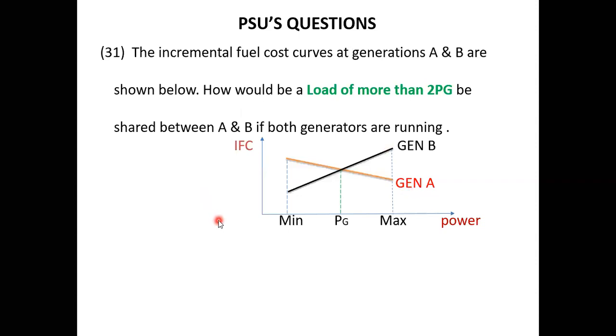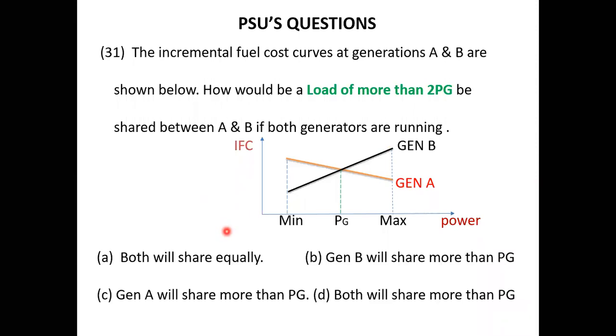So this is nothing but our question, and let us try to see the given options. So these are nothing but the given options. Now tell me your answer in terms of options. So these are nothing but 4 options. The first one is both will share equally.